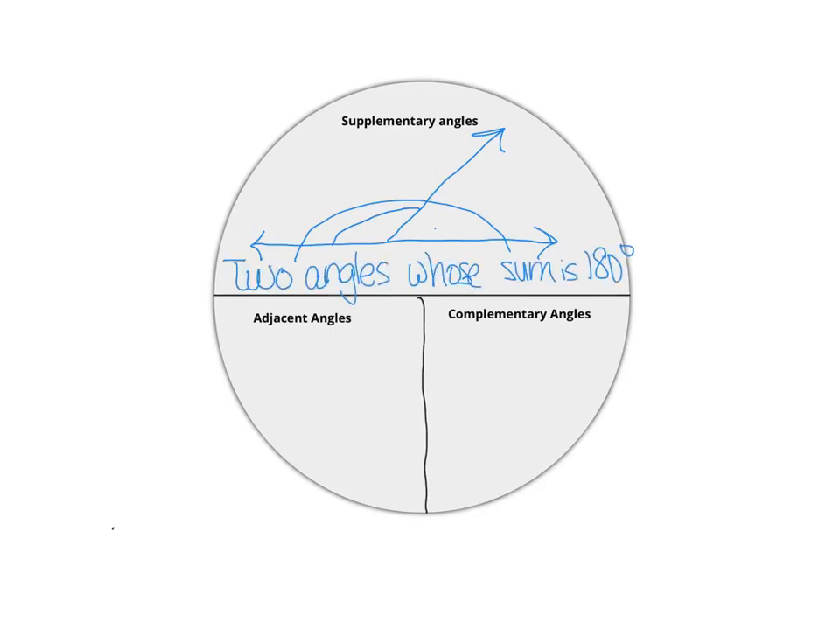So here I've written in the definition of supplementary angles: two angles whose sum is 180 degrees. They don't necessarily have to be touching to be supplementary, they just have to have a sum of 180. So what that means is, let's say this larger angle is 100 degrees. That means the smaller angle must be 80, because when you add them together, you should get 180.